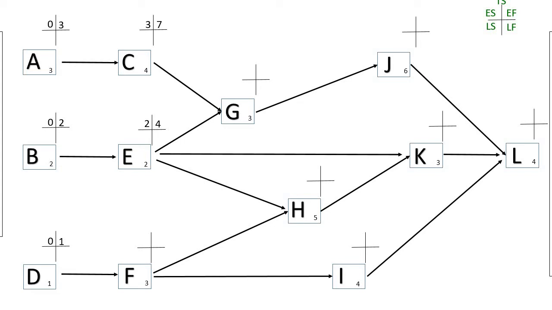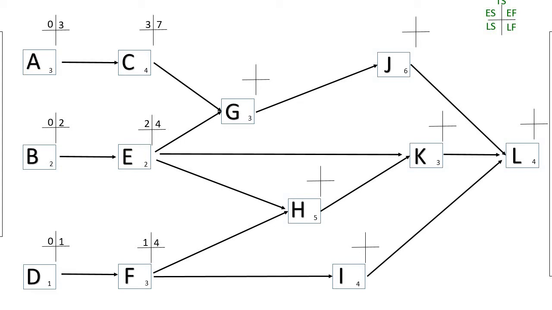Activity F could only start when activity D is finished. The earliest finish time for activity D is on day 1, so the early start of F would be on day 1. Activity F takes 3 days, 3 plus 1, so the earliest finish time for activity F would be 4 days.